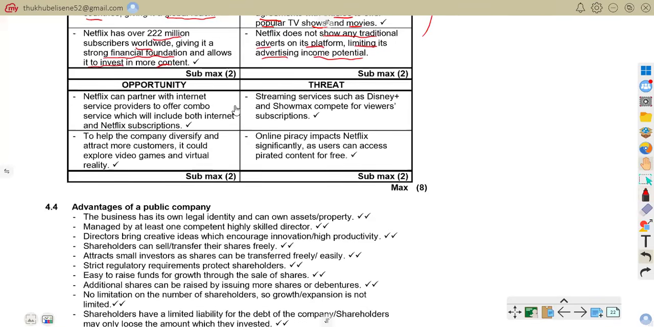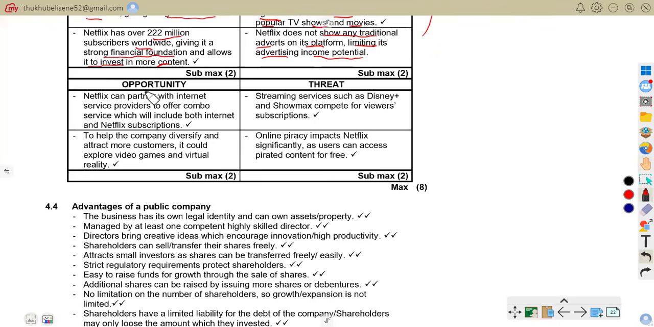Now let us come to the opportunities, which are found externally in our business. Netflix can partner with internet service providers to offer combo services, which will include both internet and a Netflix subscription. And once they partner with internet providers, we're talking about global reach. Now we can reach as many customers as we can. Also, to help the company diversify and attract more customers, it could explore video games and virtual reality.